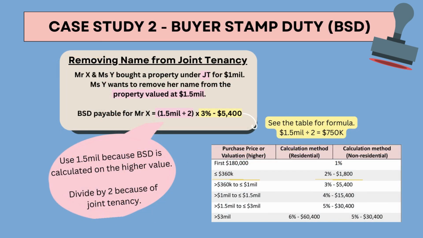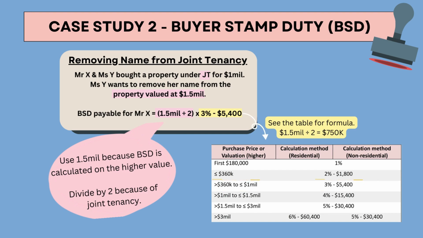Case study 2. How to calculate buyer stamp duty when a party removes his or her name from the joint tenancy. Mr. X and Ms. Y bought a property under JT for $1 million. Ms. Y wants to remove her name from the property valued at $1.5 million.